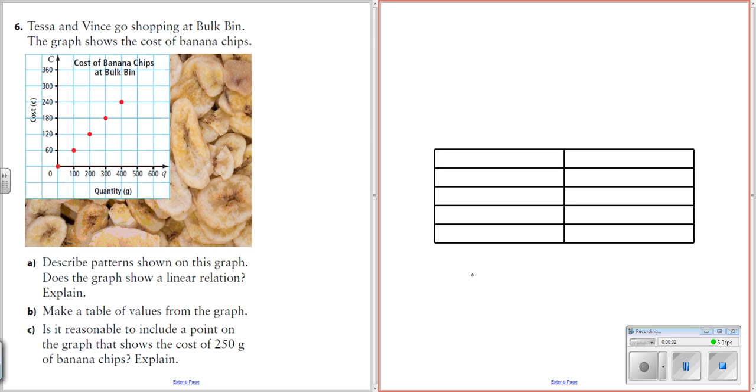This is question 6 from section 9.1. Tessa and Vince go shopping at Bulk Bin. The graph shows the cost of banana chips. So the first thing we're going to do is just analyze what this graph is showing us.